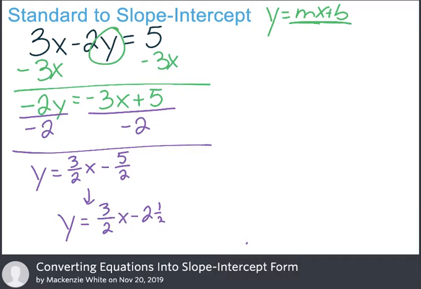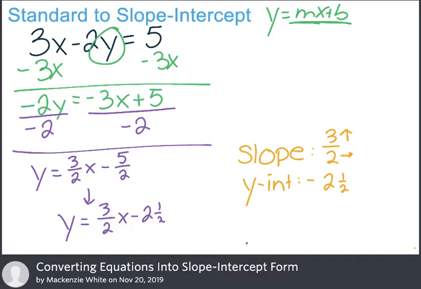So what we have from here is we know that our slope, if we go to graph this, is 3/2, meaning we're going up 3 and to the right 2. And our y-intercept is negative 2.5. So we're going to plot a point at negative 2.5, and then from here, we're going to plot another point going from negative 2.5 on the y-axis, going up 3 and to the right 2. So again, this is how you're going to convert any standard form equation into slope-intercept form.